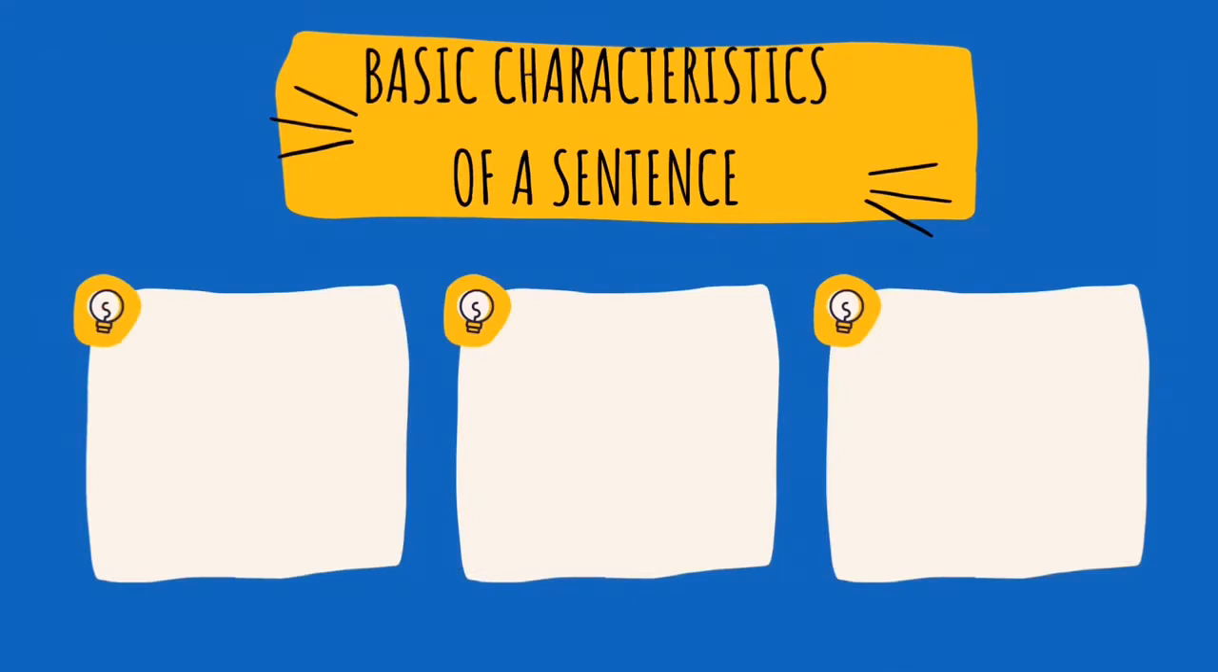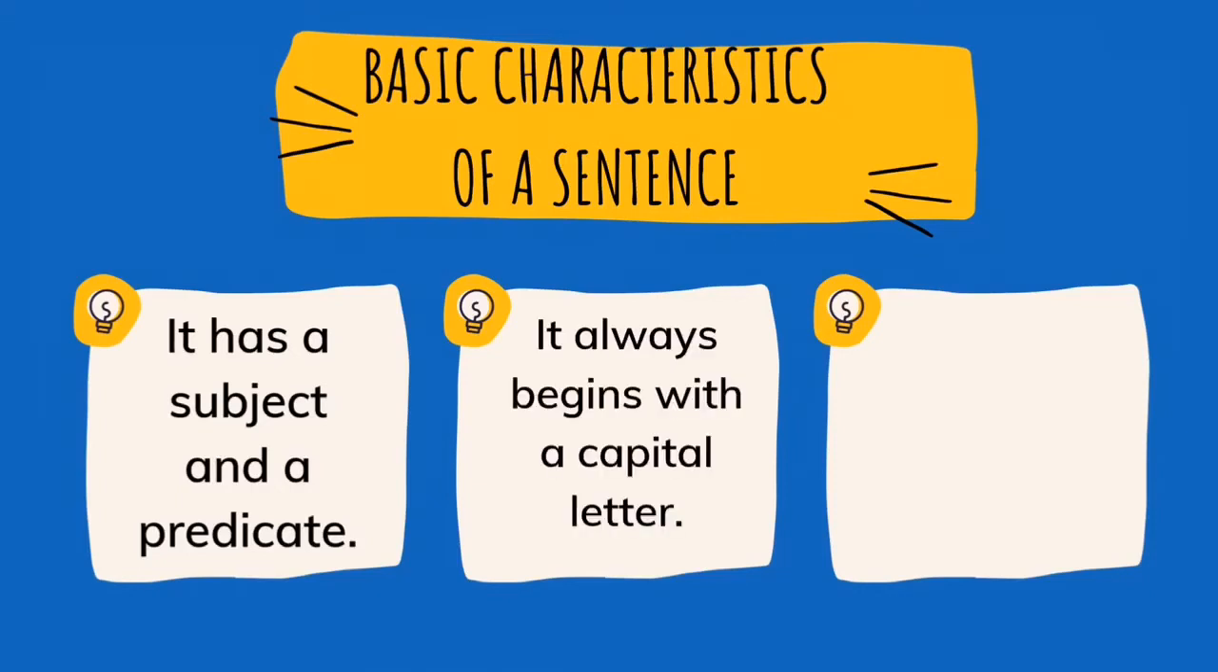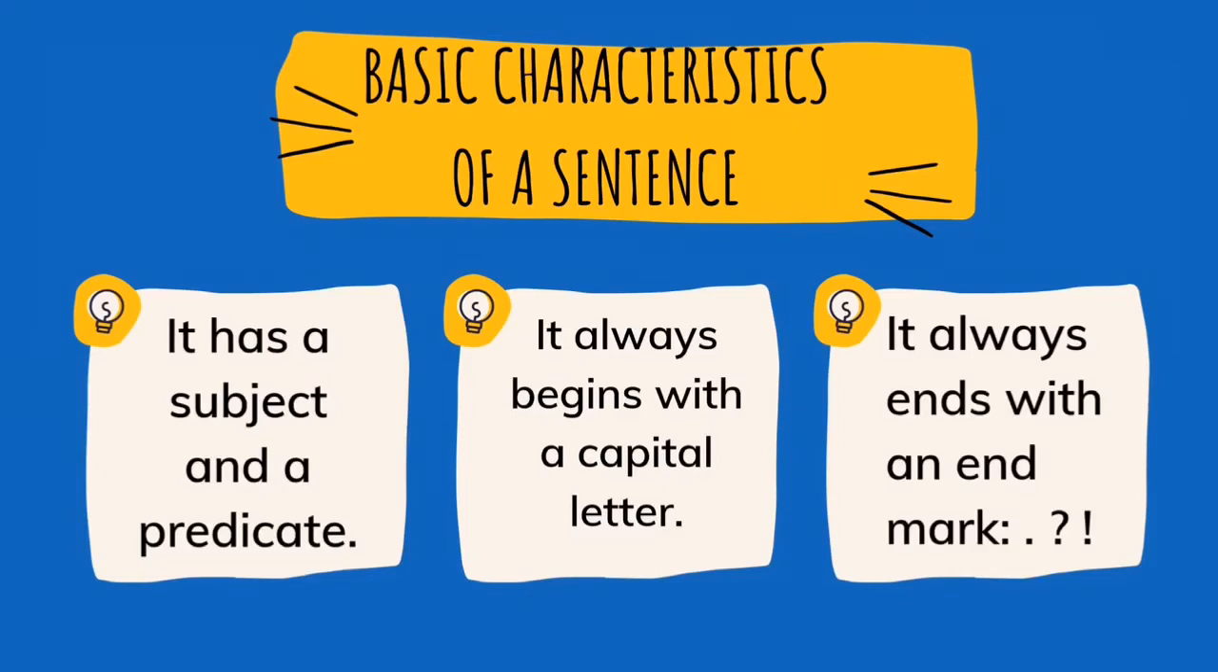Now these are the basic characteristics of a sentence. Remember that a sentence has a subject and a predicate. Also, it always begins with a capital letter. And lastly, it always ends with an end mark such as period, question mark, and exclamation point.